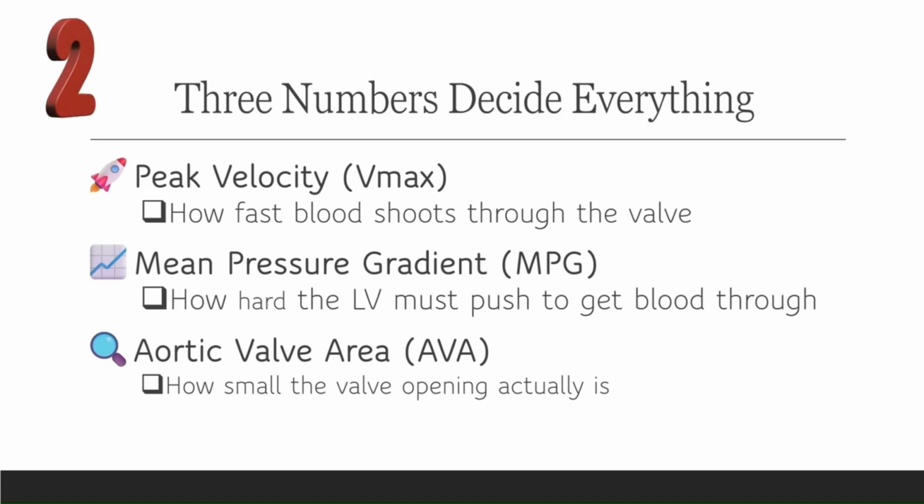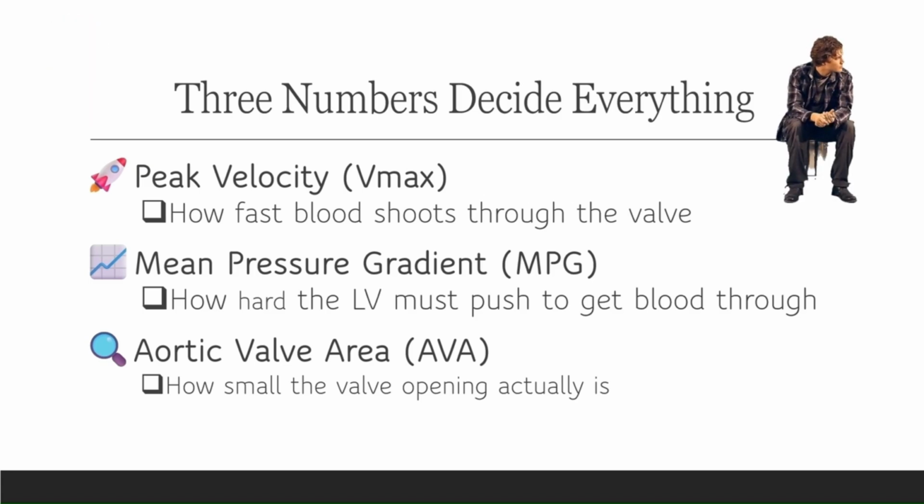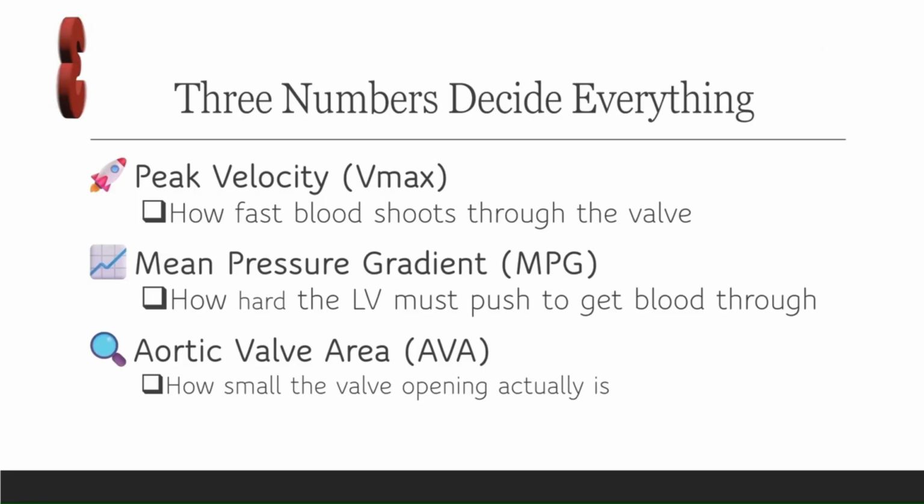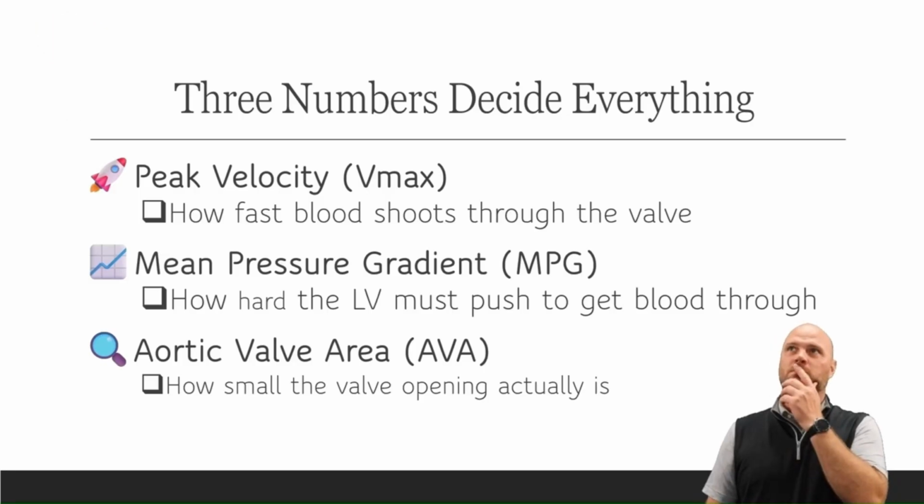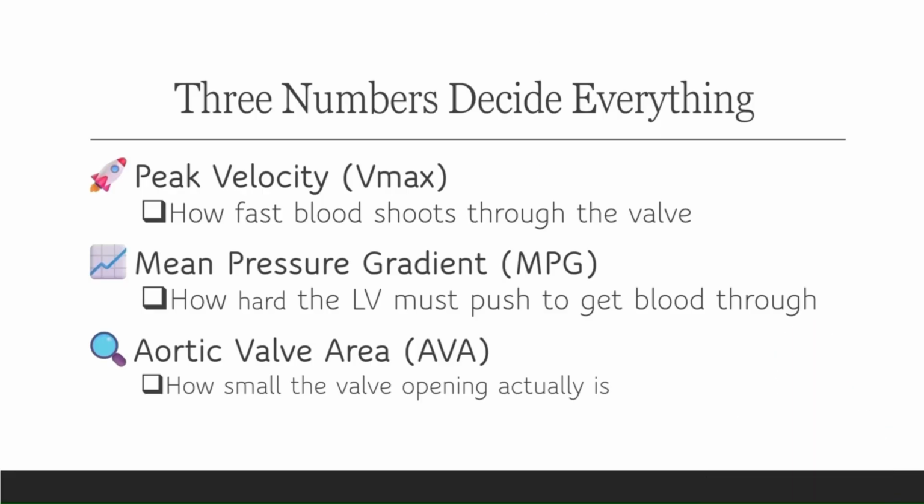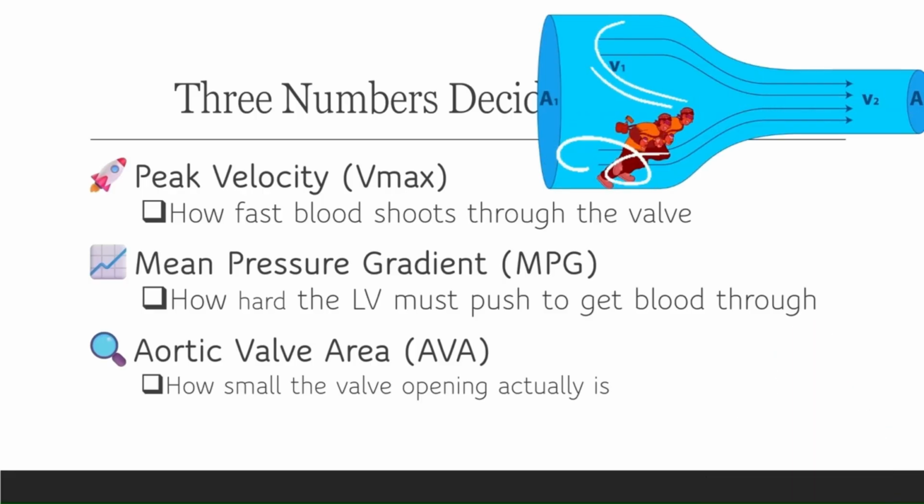Two, G for gradient. How much pressure does the left ventricle need to overcome that narrowing? A higher gradient means the obstruction is more severe. Three, A for valve area. This tells us the true size of the valve opening using the continuity equation. The smaller the area, the worse the stenosis.